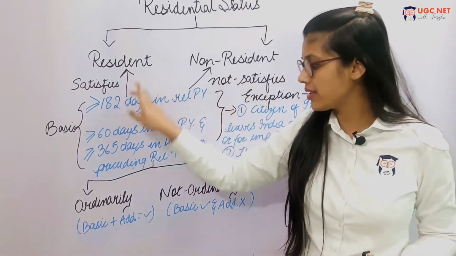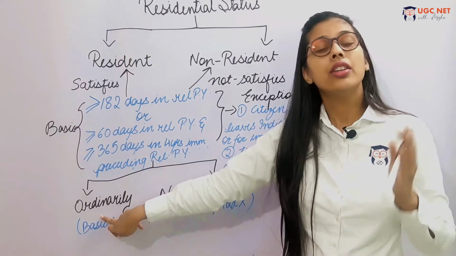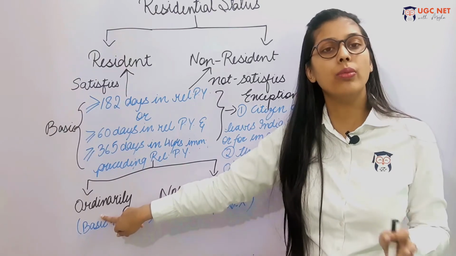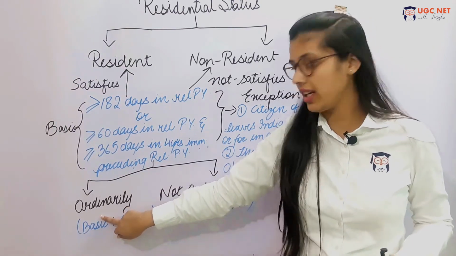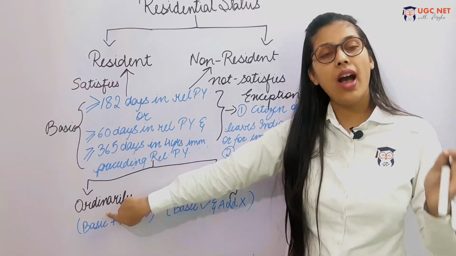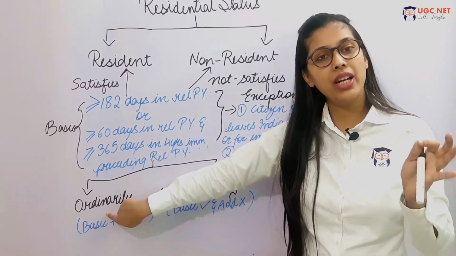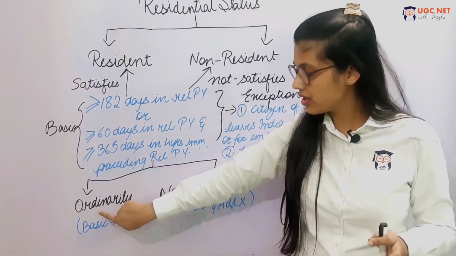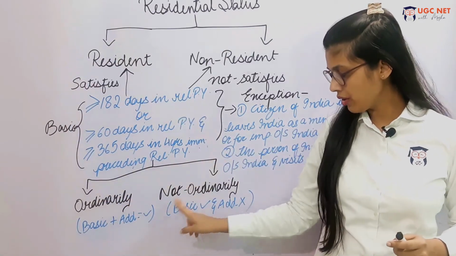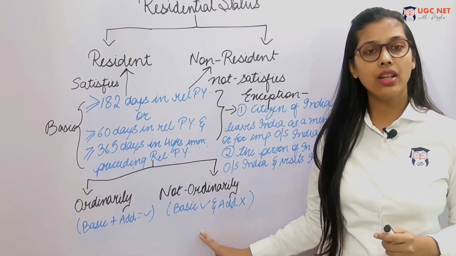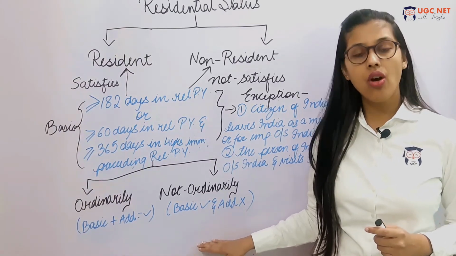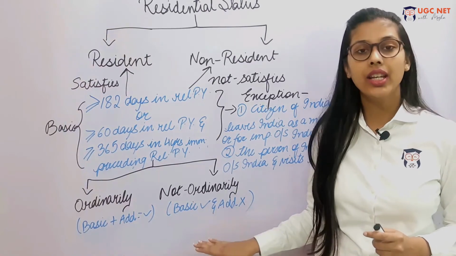Now, if we talk about resident and ordinarily resident, there all the incomes would be taxable in India, whether Indian income or global income, doesn't matter from where you are earning that income. It would be taxable in India irrespective of the fact that you have earned any foreign income and paid tax in that foreign country for such income, still it would be taxable in India. Now if we talk about resident but not ordinarily resident, then his income would be taxable in India if his income accrues or arises in India or is deemed to accrue or arise in India.